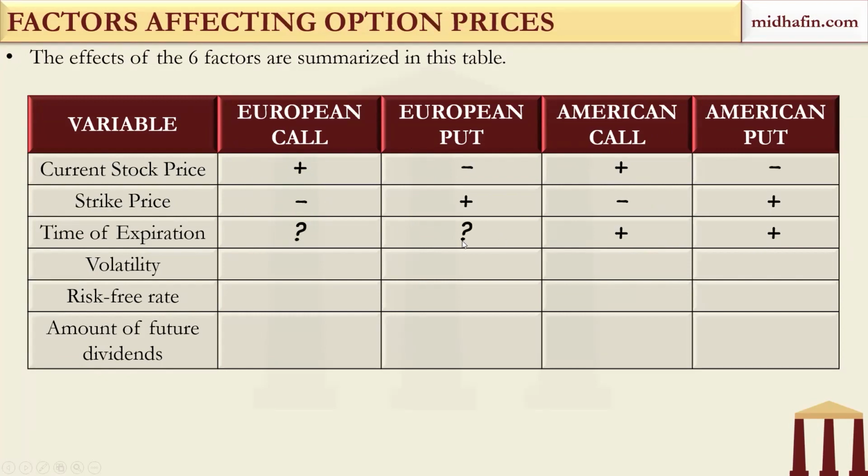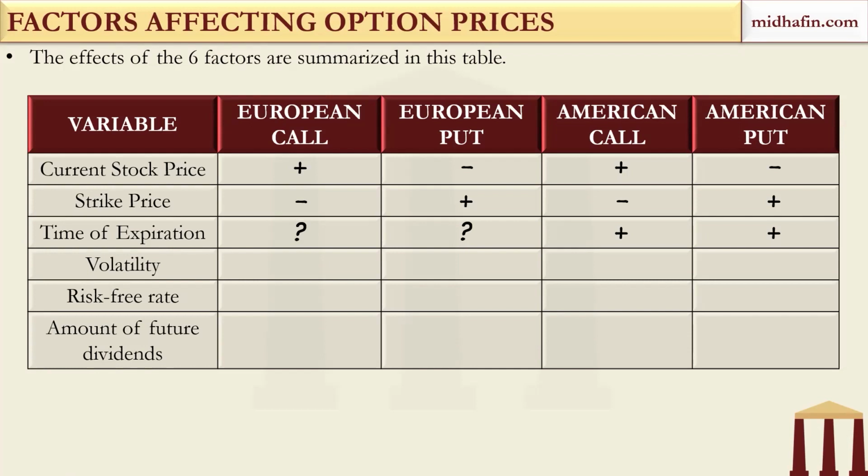I'll tell you why. In the slides, in the Excel file that I was using, I specifically said that I'm doing it on European style options. And there I showed that time to expiration has an effect. But in the case of European style, it's irrelevant, I would say. The question mark simply means it's irrelevant because you cannot exercise the option early.